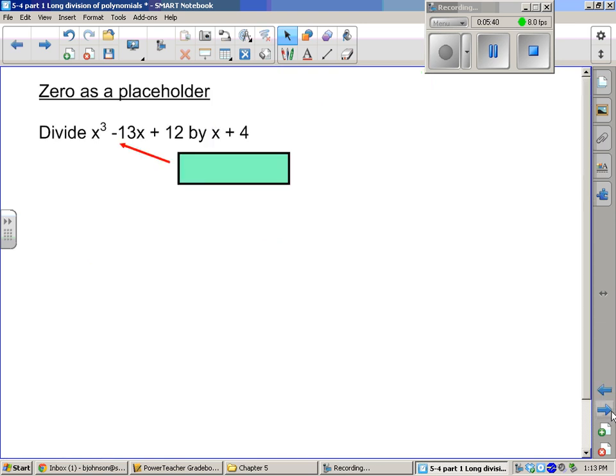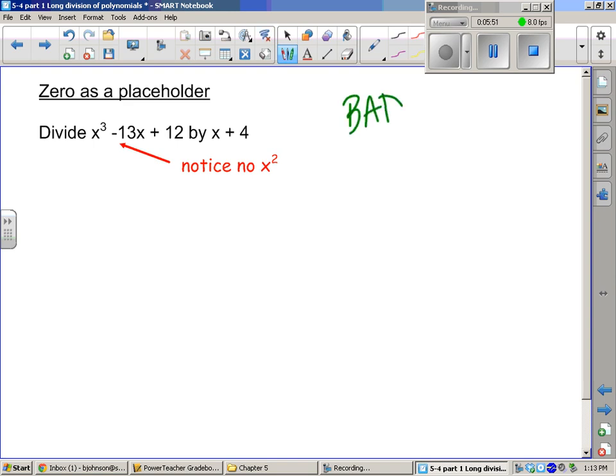All right, let's do another polynomial. But this one has something weird going on there. Ooh. It's missing something. So if you notice, there is no x squared term. And I want to show you what would happen if you didn't notice this.